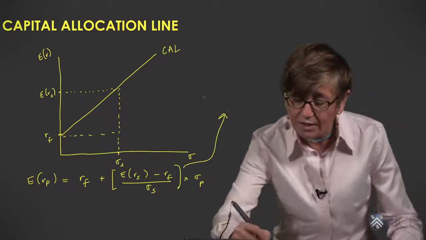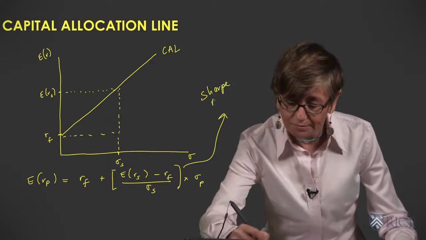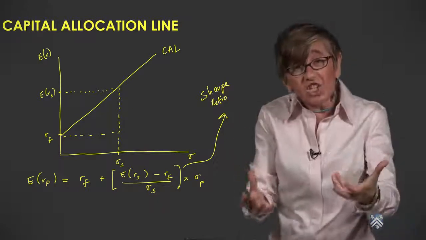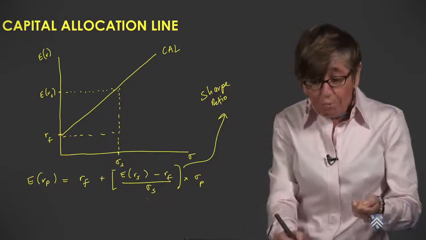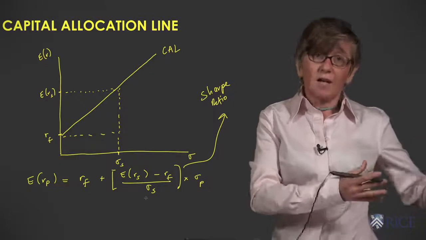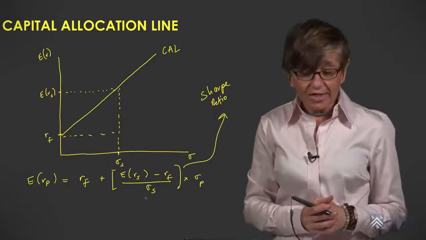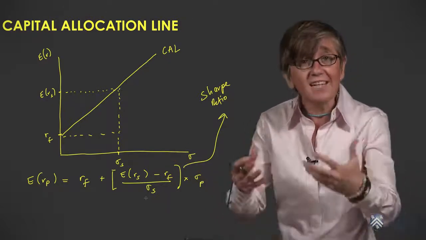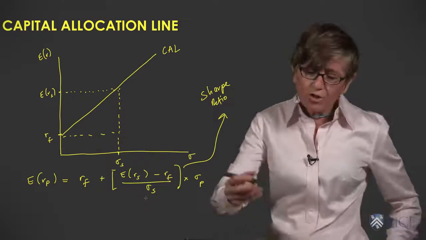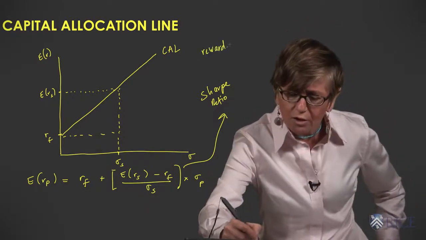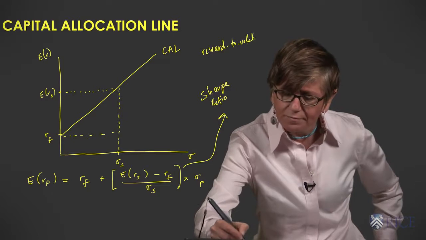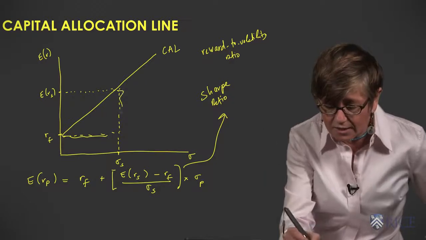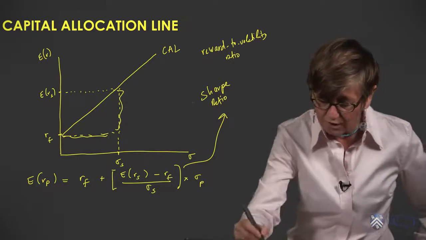This is what's called the Sharpe ratio. In other words, it tells you how much additional reward you get per unit of risk for holding the risky asset. So it's the return premium that you get for investing in the risky asset per unit of risk. It's also sometimes called the reward to volatility ratio. So this is the slope, which is called the Sharpe ratio.